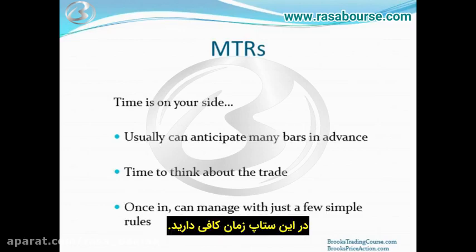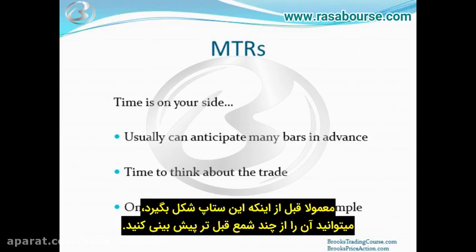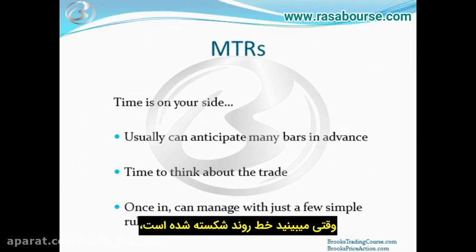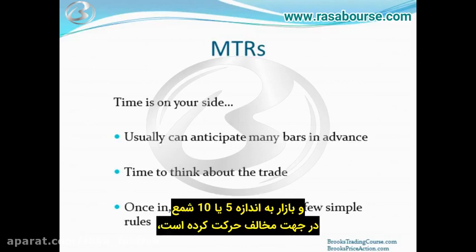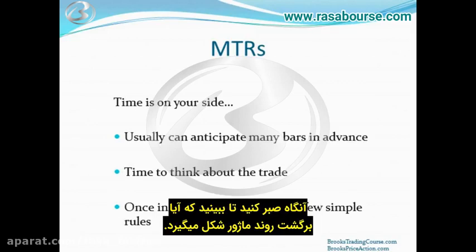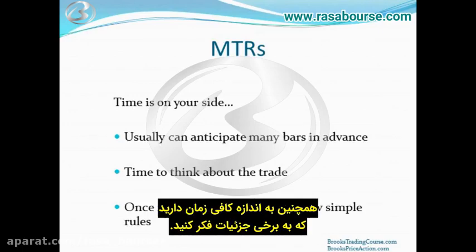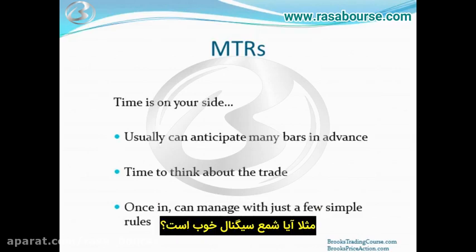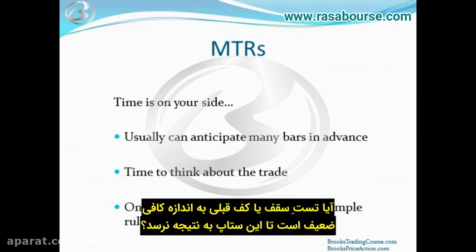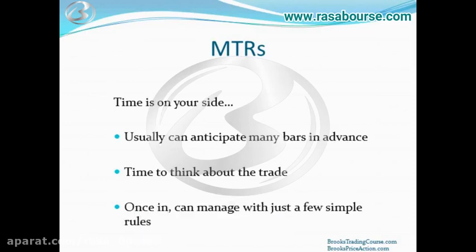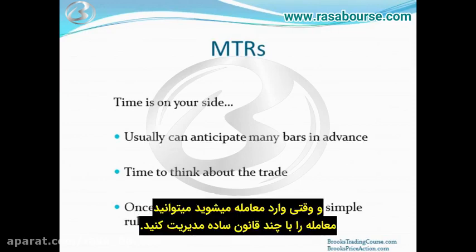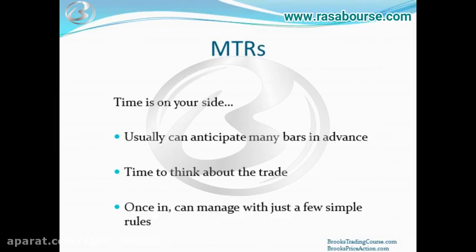Time is on your side. You usually can anticipate many bars in advance before the setup forms. Once you see the trend line break, you usually have 5 to 10 bars to wait to see if the market gives you a major trend reversal setup that looks good enough. You also have time to think about your trade. Is the signal bar good? Is the test sufficiently weak so that it's likely to fail? And once you're into the trade, you can manage with just a few simple rules.